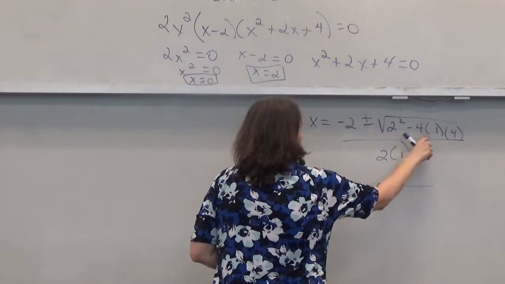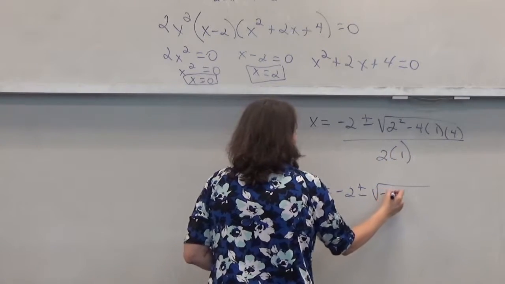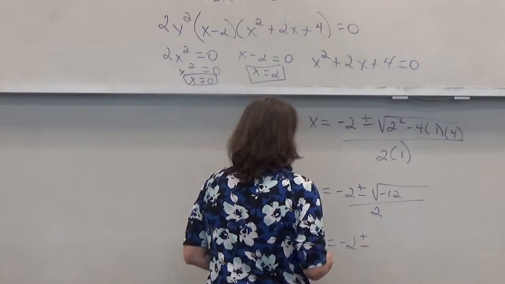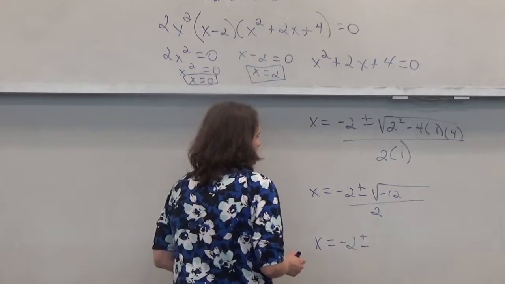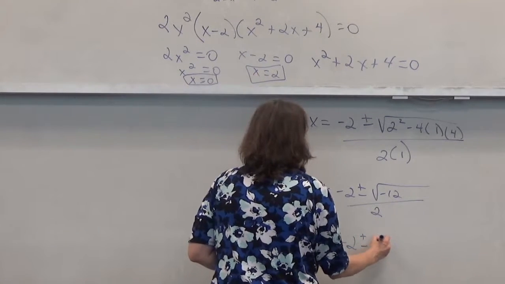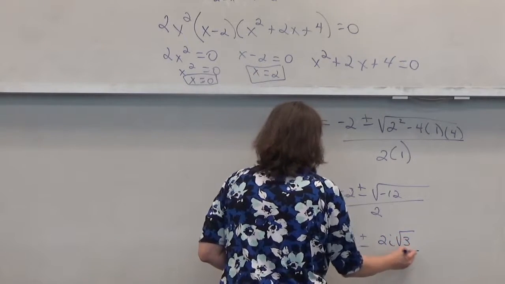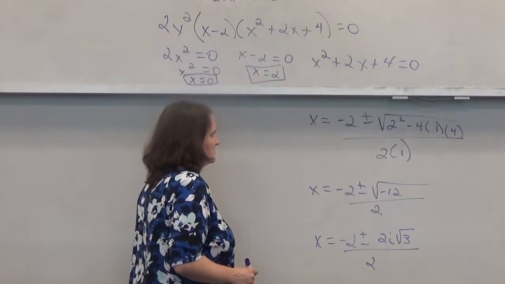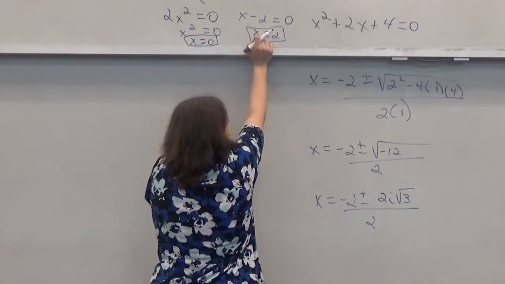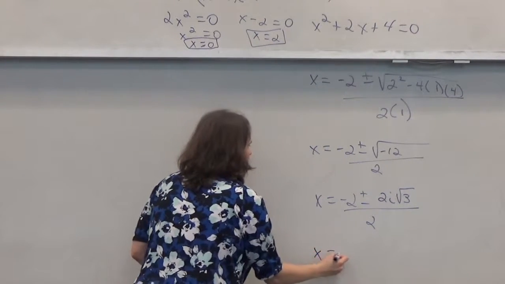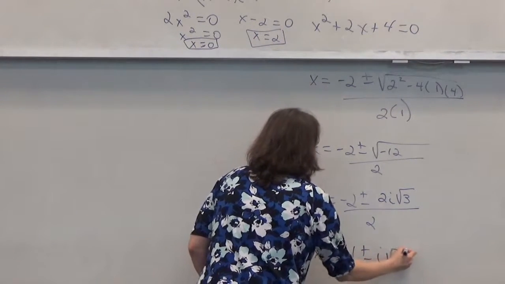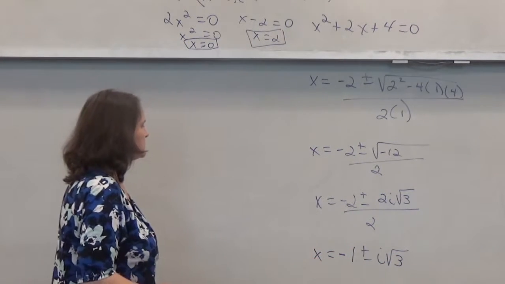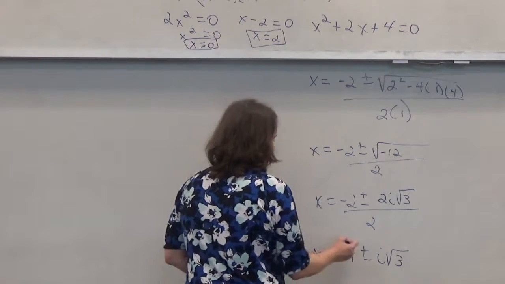That gives me 4 minus 16, so that will be negative 12 over 2. Square root of negative 12 would be 2i times the square root of 3 over 2. And then I need to simplify this. And this gives me x equals negative 1 plus or minus i square root of 3. Alright, so this is our answer for this part.